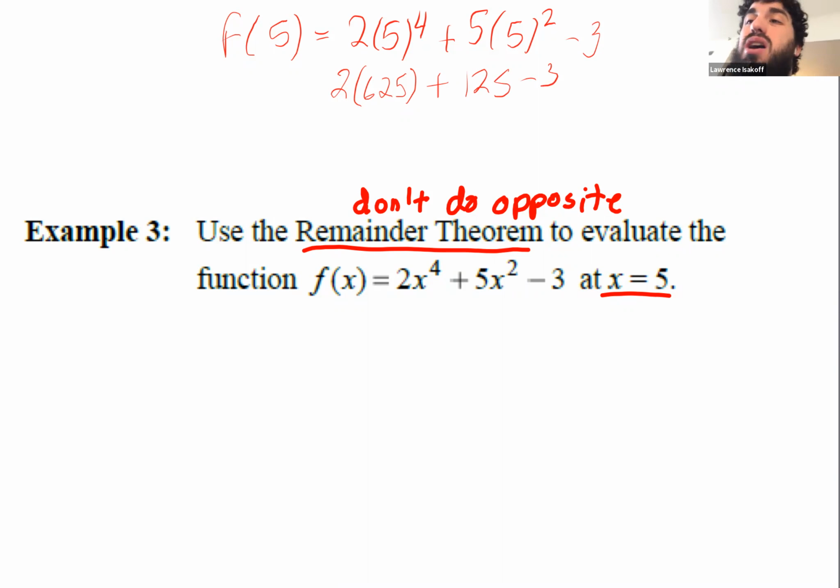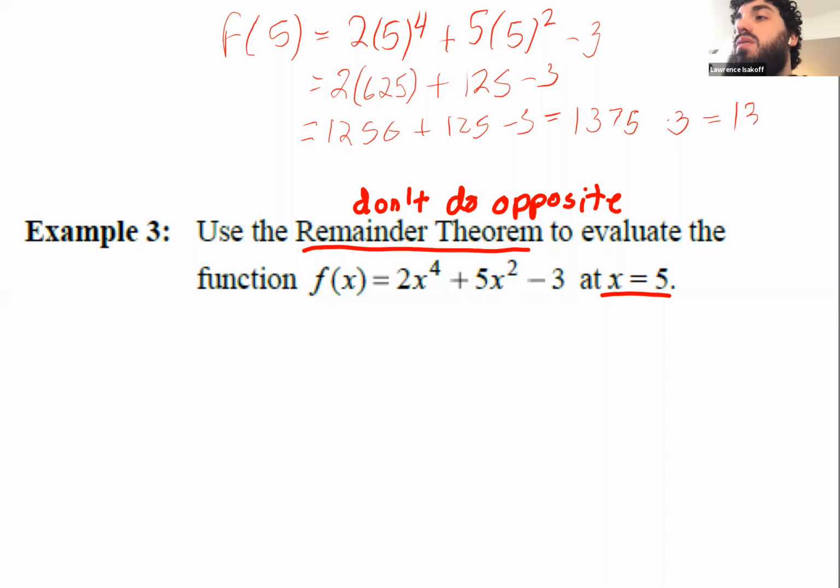So let's see, 2 times that would be 12,500 plus 125 minus 3. So then that's just equal to this. Minus 3, which is this. Not horrible, but that wasn't the easiest number to plug in.